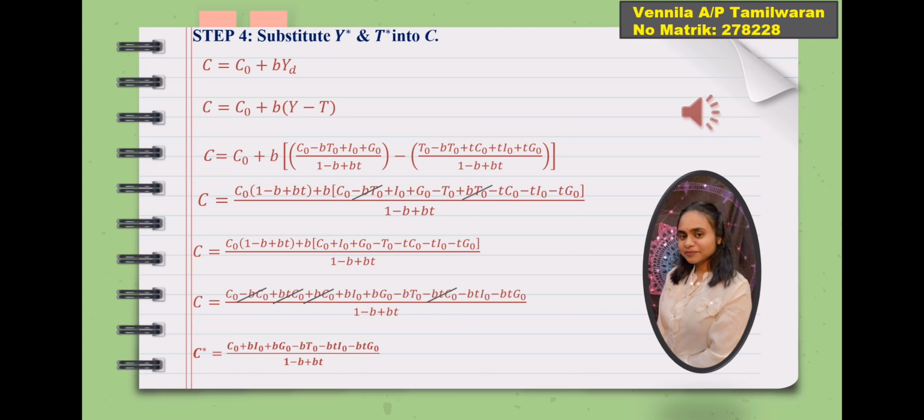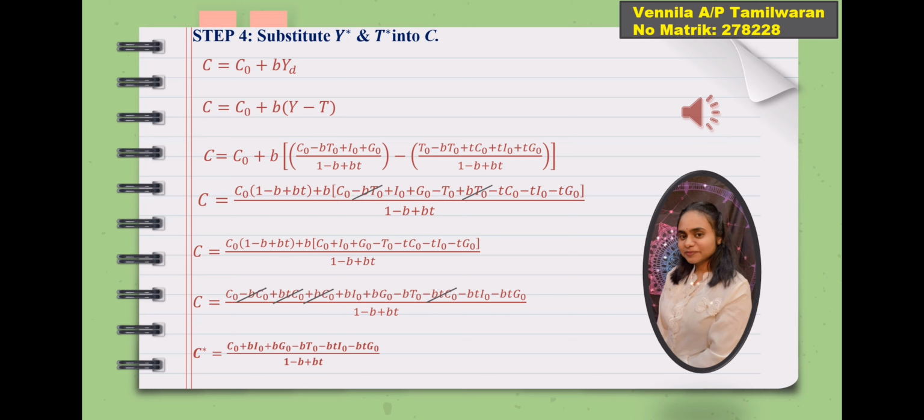Next we will write C equals C naught plus B. The Y we will convert into C naught minus BT naught plus I naught plus G naught over 1 minus B plus BT, minus the T, which we will convert into T naught minus BT naught plus TC naught plus TI naught plus TG naught over 1 minus B plus BT. The next step is we will multiply 1 minus B plus BT with C naught. As you all can see here, we can cancel out minus BT naught and plus BT naught.